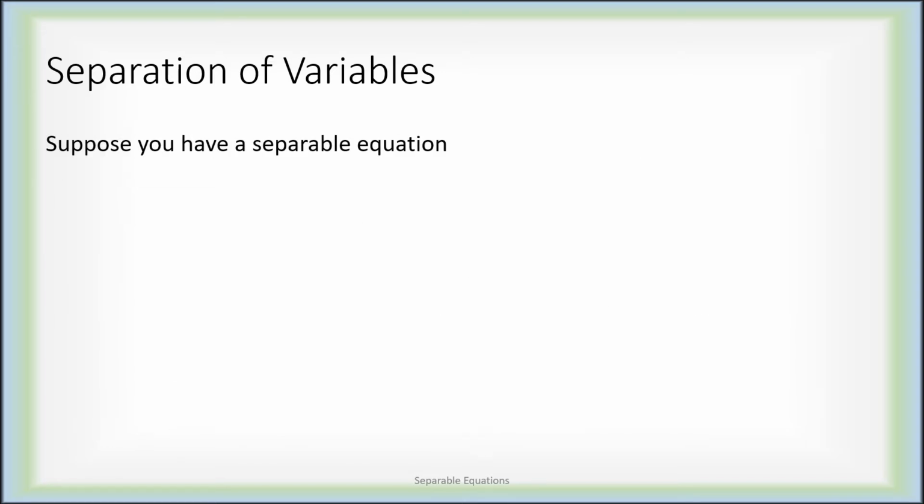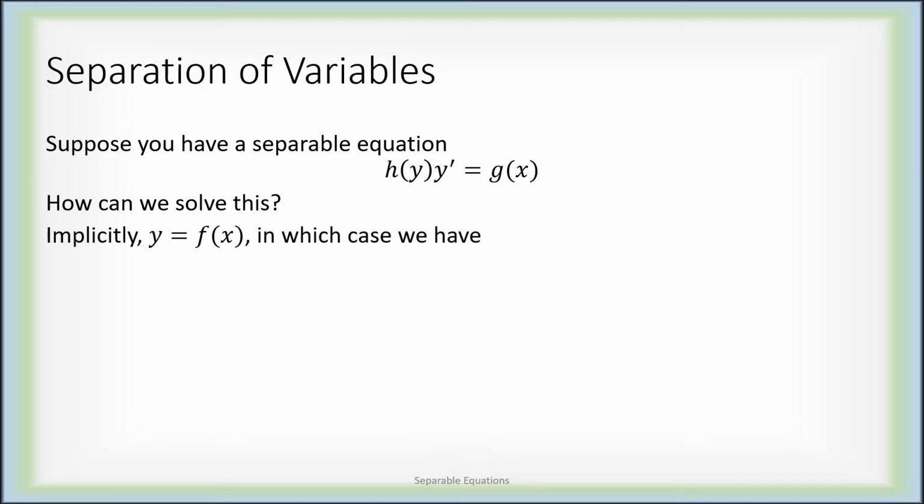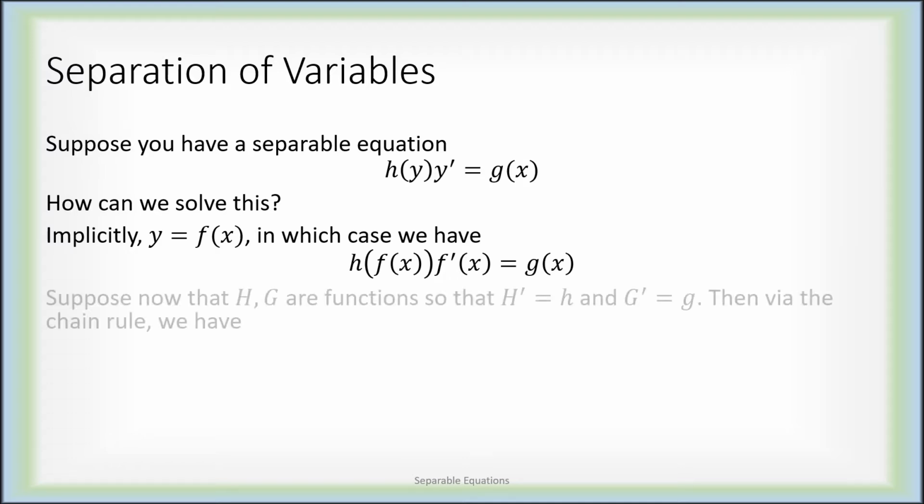So let's suppose you have a separable equation. Here it is: h of y times y prime equals g of x. Well, how do we solve it? Implicitly, y is a function of x. So what we have here is h of a function of x times its derivative is equal to g of x. Now on the left, we've got the chain rule.